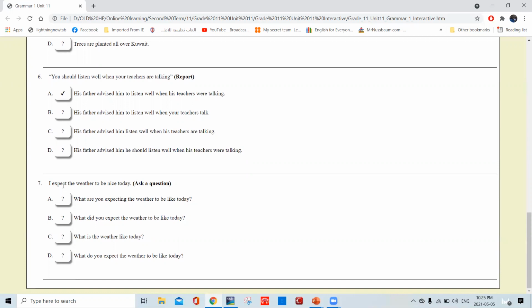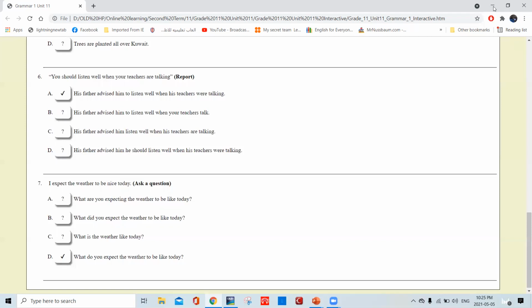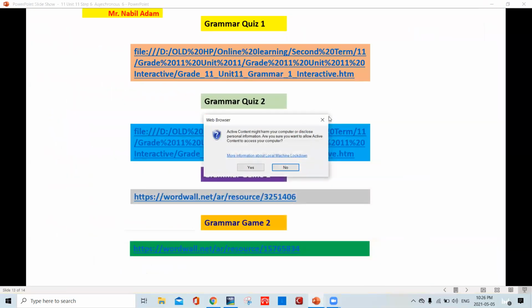What do you expect the weather to be like today? Yes, nice. So we finish the first exercise, okay? Let's move to the next one.